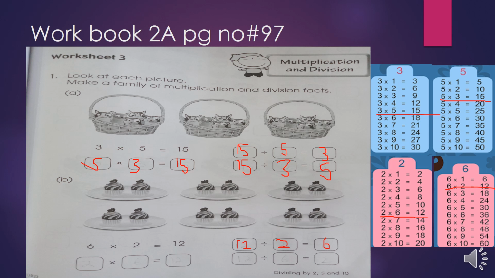Coming to the next multiplication equation, there are 2 cupcakes in each plate, and there are 6 plates. 2 into 6, again the answer is 12.